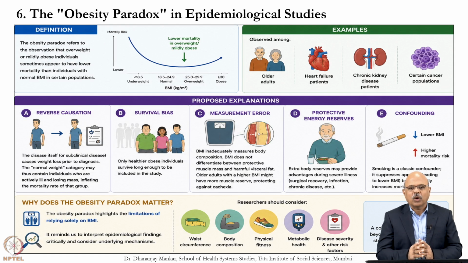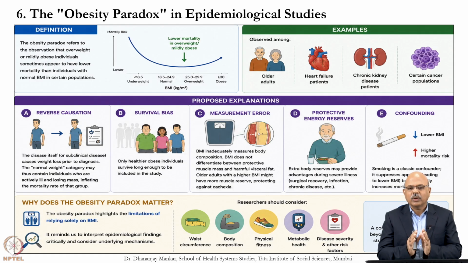So what are the examples? Observed examples are older adults, heart failure patients, chronic renal failure patients and certain cancer populations. The proposed explanation is reverse causation. The disease itself, at a subclinical stage, causes weight loss prior to diagnosis. So the normal weight category may contain individuals who are actively ill and losing their mass, thus inflating the mortality rate for that group. The second explanation is that only healthier obese individuals survive long enough to be included in the study. That is survival bias.